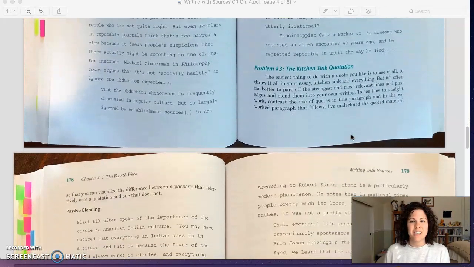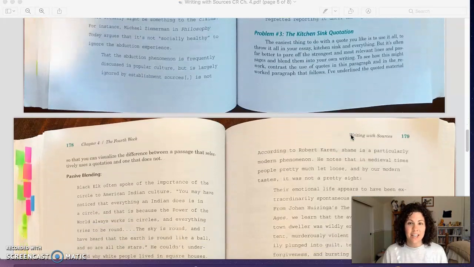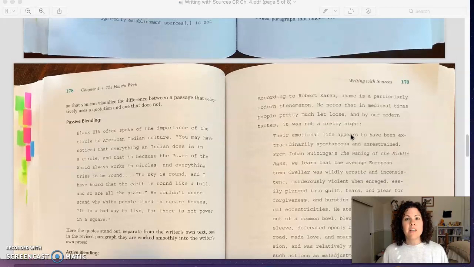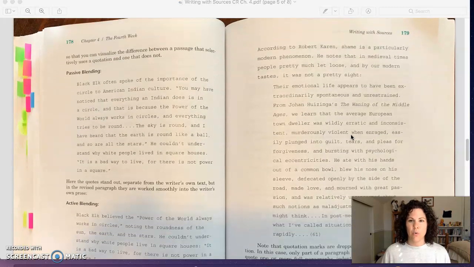Problem 3 is the kitchen sink quotation. This is the easiest thing, and I see students do it all the time where they just plop something in. They're not really sure what to put in. They know what's important, but they're not sure what it says. So this really tells me that maybe you weren't as active a reader with your research as you should have been. So make sure that we're gleaning the most important information out of your quotation.